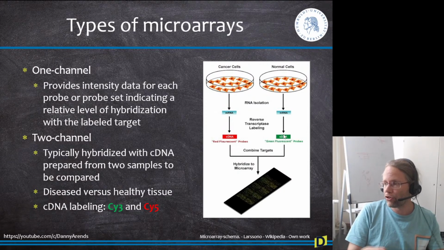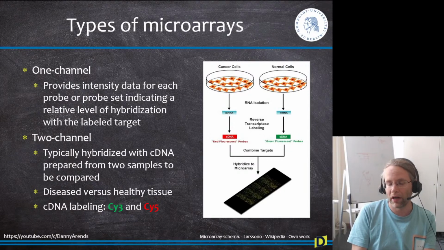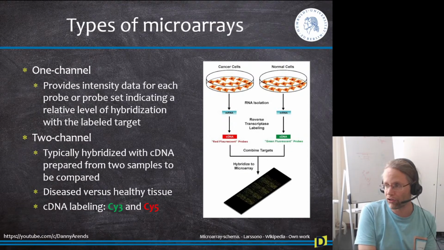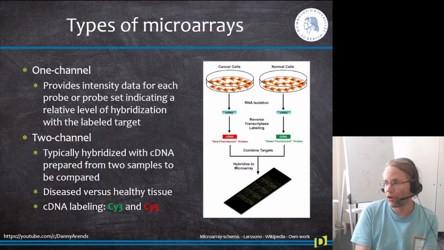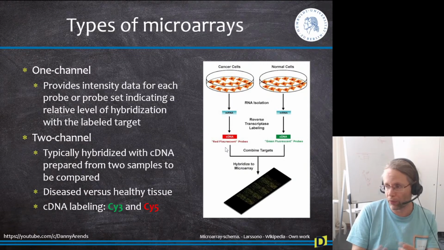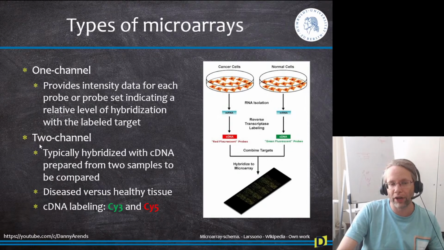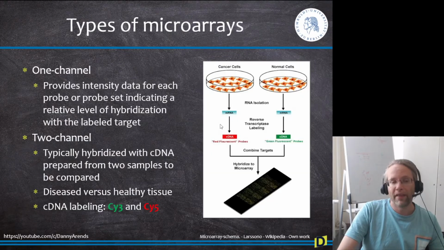Then we combine these two in equal amounts, or equimolar amounts, and then we put them on the microarray, and then we can see which genes are highly expressed in the cancer cells because they will show up as red spots, versus genes which are highly expressed in normal cells, which will show up as green spots. So if we are asking the question, what is different between healthy tissue and diseased tissue, then we are generally dealing with two-channel microarrays. But for example, which genes are expressed in which tissue? In that case, we probably are going to use a one-channel array, right?